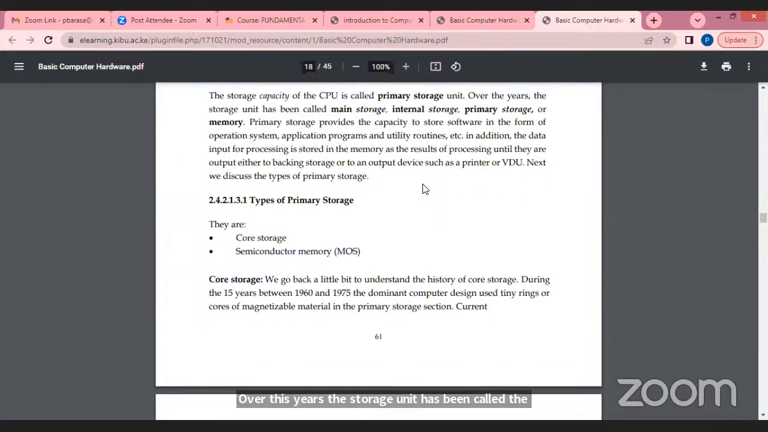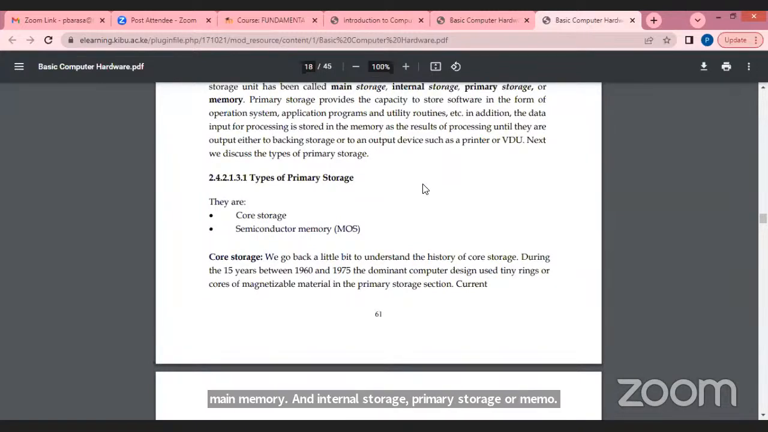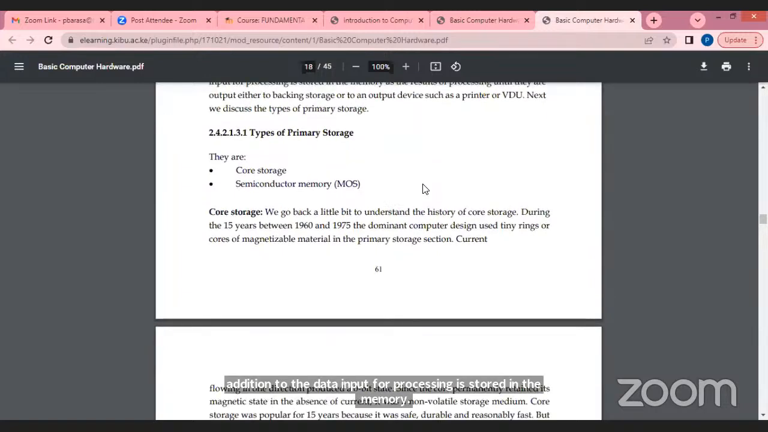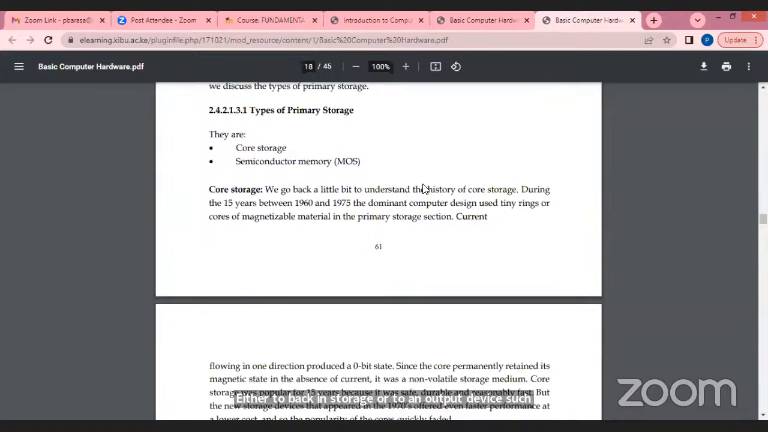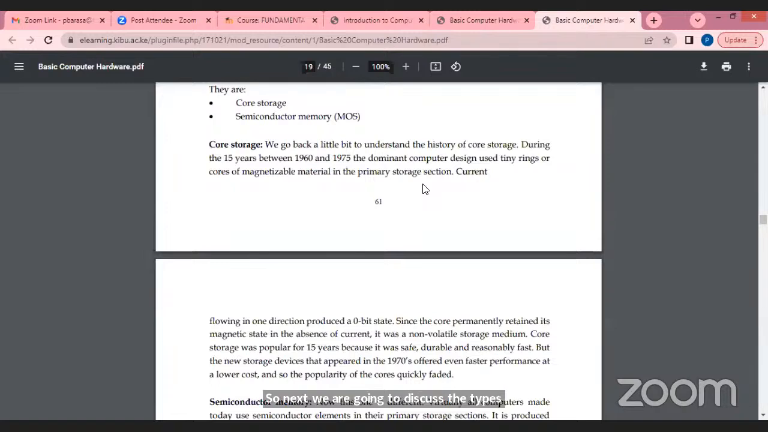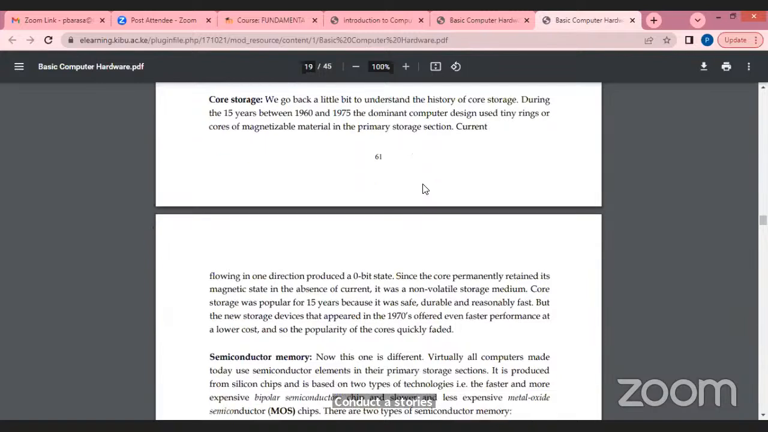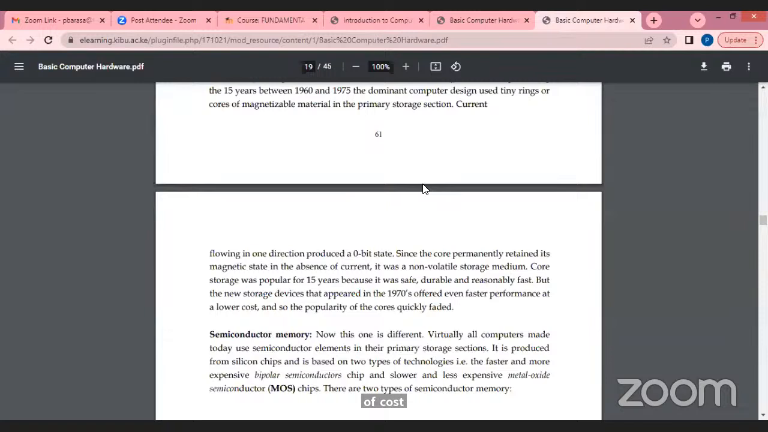So next, we are going to discuss the types of primary storage. The types of primary storage are the core storage and the semiconductor storage. So we go back a little bit to understand the history of core storage. During the 15 years between 1960 and 1975, the dominant computer design used tiny rings or cores of magnetizable material in the storage section. Current flowing in one direction produces a zero-bit state, since the core permanently retained its magnetic state in the absence of current. So it was a non-volatile storage media.